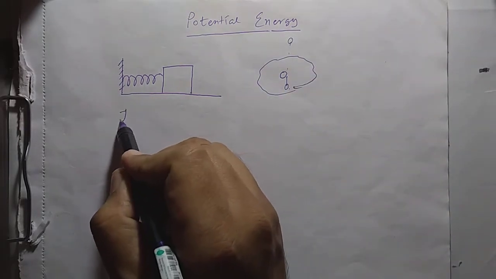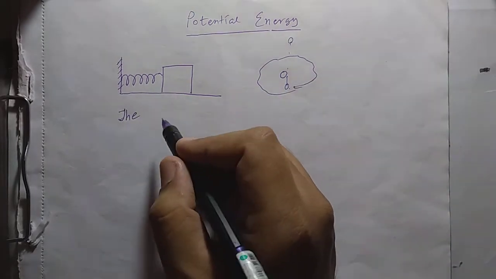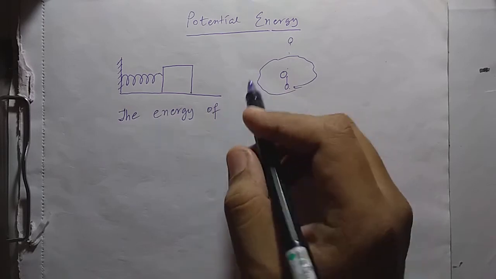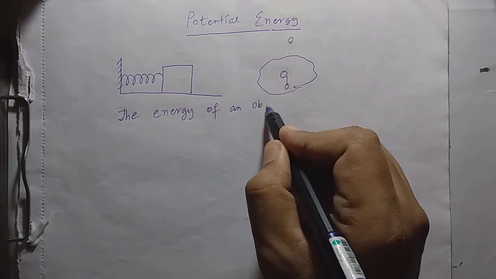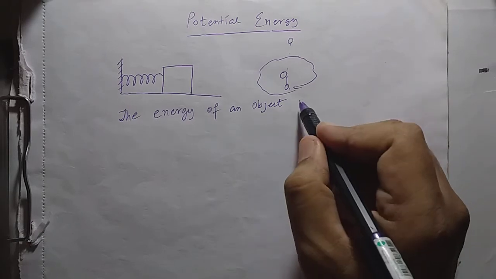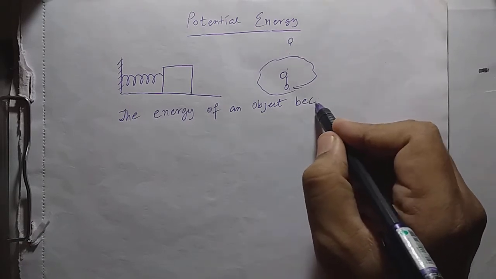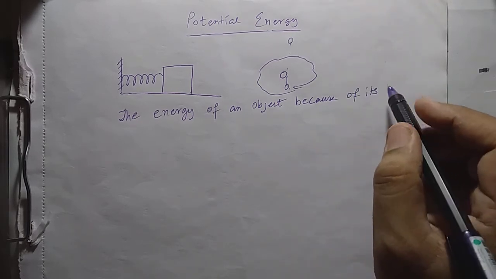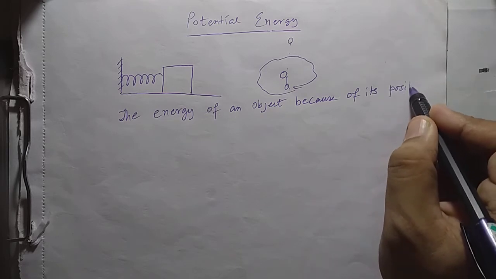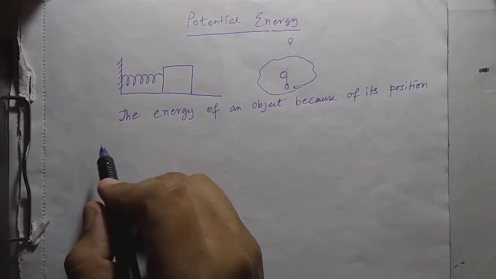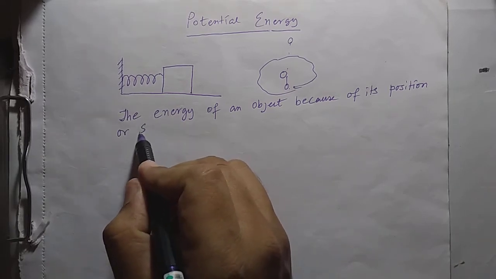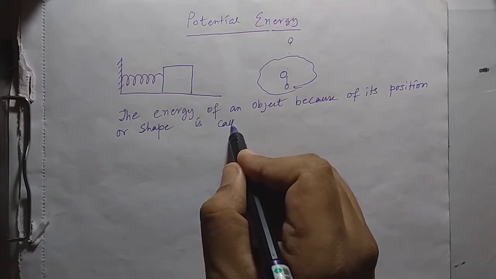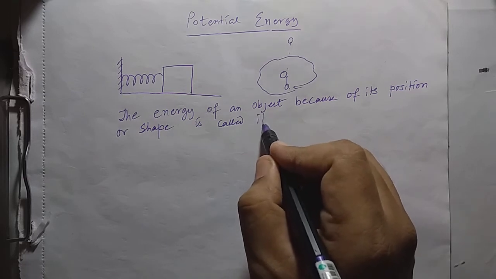So I write down here: potential energy, or the energy of an object because of its position or shape is called its potential energy.